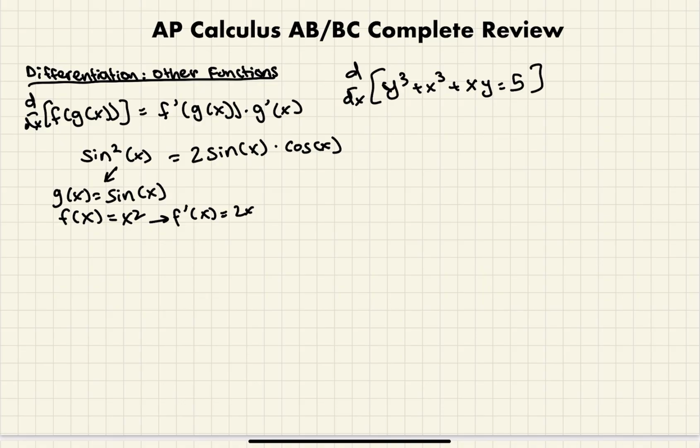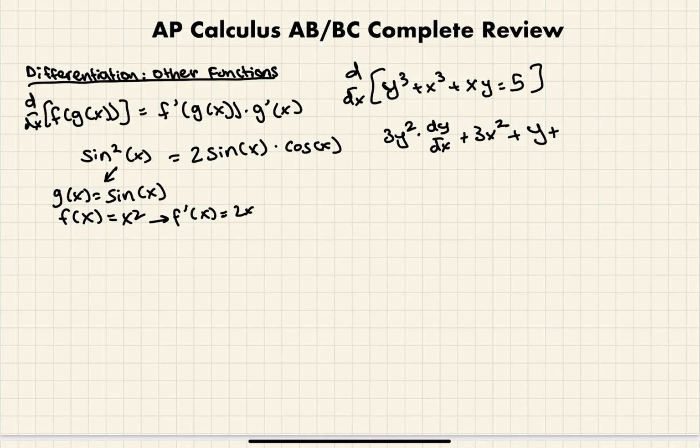And so this becomes, y cubed is 3y squared times dy/dx, plus derivative of x cubed is 3x squared. No dy/dx because you're not taking the derivative of y. And then x times y, that's product rule. So if you do f prime of x times g of x, derivative of x is 1 times y, is just y. And then derivative of y is just dy/dx.